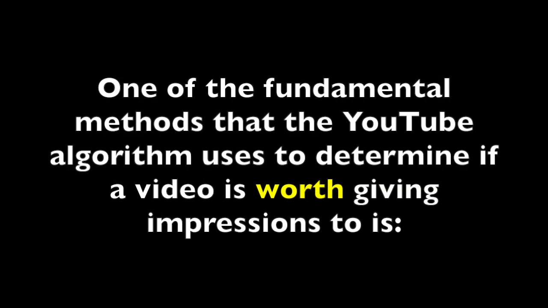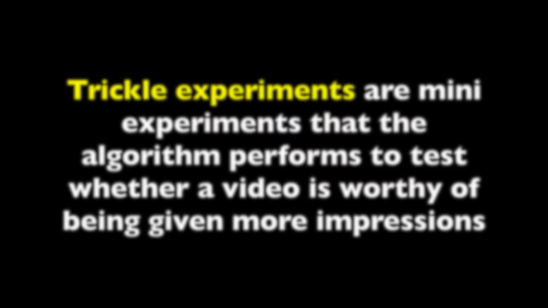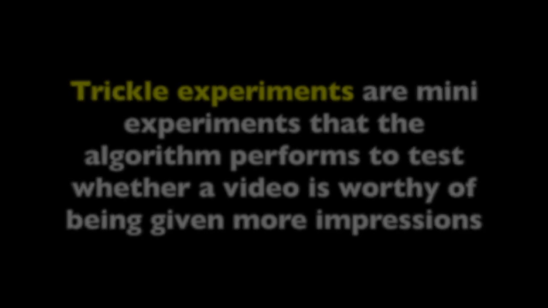Since you're still here, let's dive deeper into how the algorithm achieves this. One of the fundamental methods that the YouTube algorithm uses to determine if a video is worth giving impressions to is trickle experiments. Trickle experiments are mini experiments that the algorithm performs to test whether a video is worthy of being given more impressions in browse features, suggested, search terms, etc.